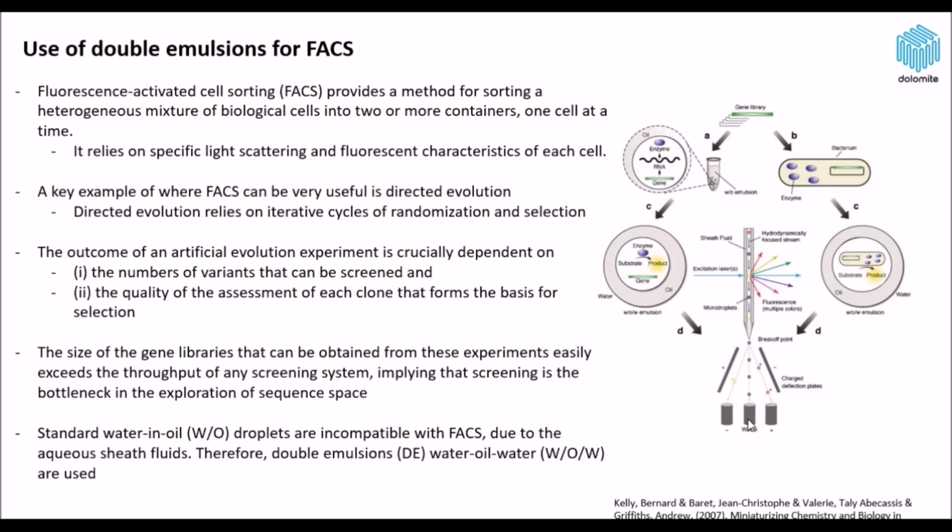The outcome of this type of artificial evolution experiment is crucially dependent on 2 things. One is the number of variants that can be screened, and the second is the quality of the assessment of each clone that forms the basis for selection. So definitely for the first aspect, microfluidics and droplet microfluidics can come into play as it offers a higher throughput. The size of the gene libraries that can be obtained from these experiments easily exceeds the throughput of any screening system, which currently wouldn't be possible, implying that screening is the bottleneck in the exploration of sequence space.